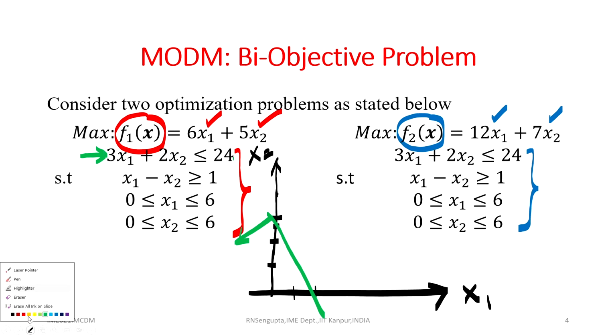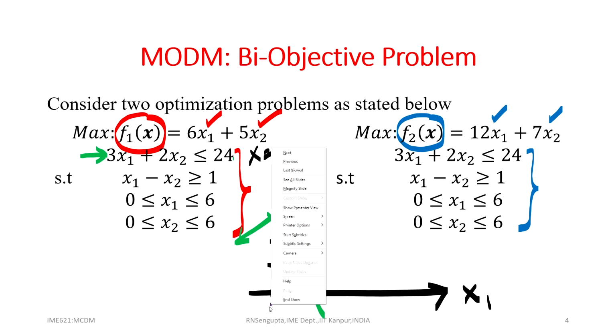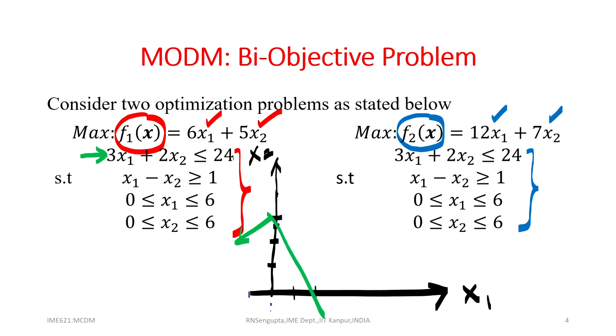The second one, which I will use the violet color for, is x1 minus x2 is greater than 1. So, when x1 is 0, x2 is minus 1. So, minus 1 would be somewhere here, somewhere here down, and this extends somewhere here. And when x2 is 0, x1 is 1, which is here. So, the line goes like this.